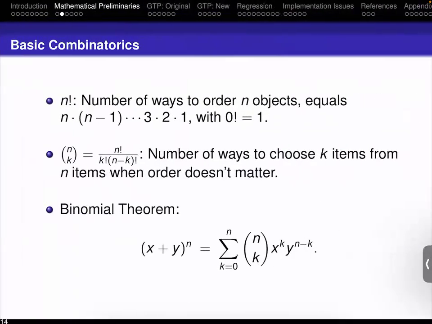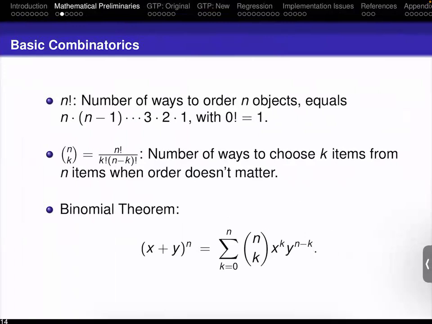All right, so the mathematical preliminaries, which again, by now we should have all seen, we should know what the factorial is. It's the number of ways of ordering n objects when order matters. We define 0 factorial to be 1. N choose k is the number of ways to choose k items from n when order does not matter. So think being a representative as opposed to being an officer, where the officers are different.